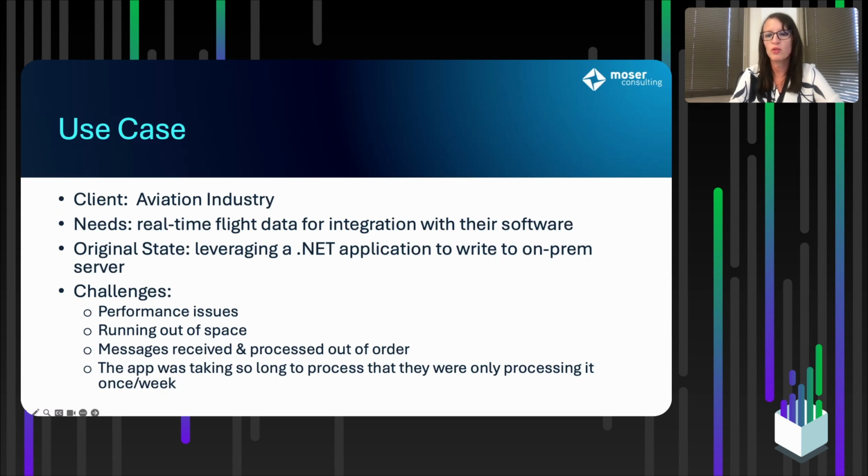Their original solution was implemented using a .NET application to write to an on-prem server, and they were experiencing several challenges. Performance issues, including long-running jobs and failed jobs. They were running out of space, had to delete raw data frequently because they didn't have storage. Messages were being received and processed out of order. And the app was taking so long to process at times that they were only processing it once a week.